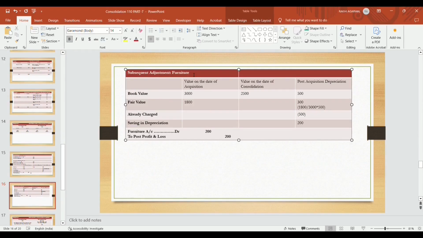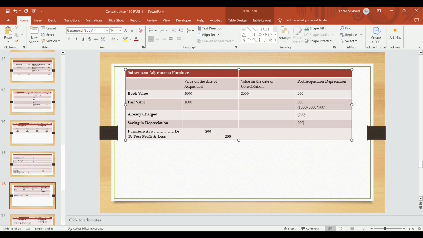So subsequent adjustments of furniture: value on the date of acquisition, that is book value, is 3,000. Value on the date of consolidation, that is book value, becomes 2,500. The difference, that is post acquisition difference, becomes 500. Fair value on the date of acquisition of furniture becomes 1,800. So how much depreciation is to be calculated for 1,800? 1,800 divided by 3,000 into 500, so the fair value depreciation is 300 and already charged depreciation is 500. So there is a saving in depreciation of 200, or you can say reversal in depreciation of 200.